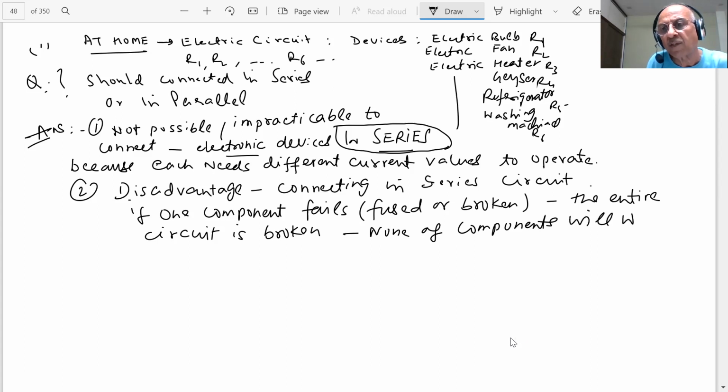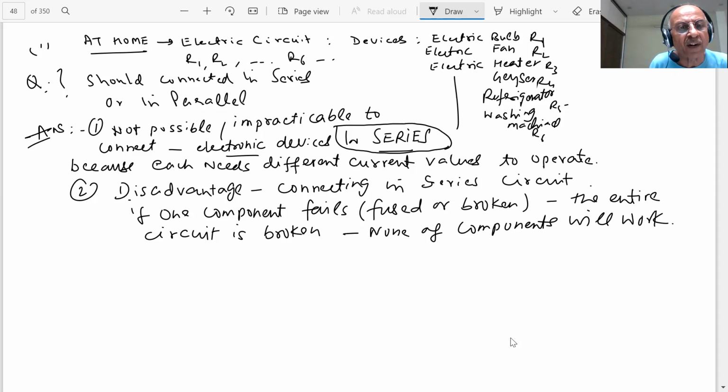Important question. This has been asked in the paper, students. None of the components will work. Therefore, it is not possible to connect the different appliances at our home in a series circuit. Even in festivals, the lights for marriages you have seen, these small bulbs are in a series circuit. If one bulb fuses, then the whole string is gone, and it is very difficult to find the fused bulb.